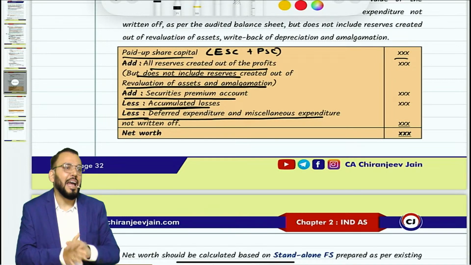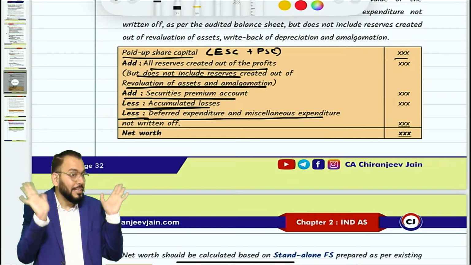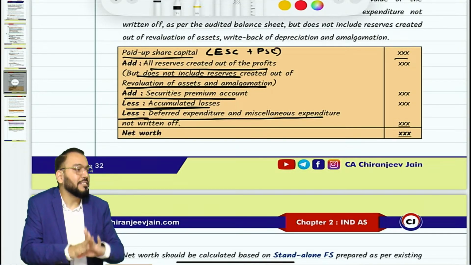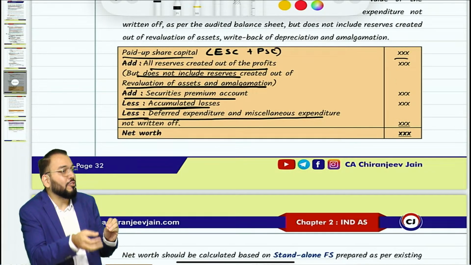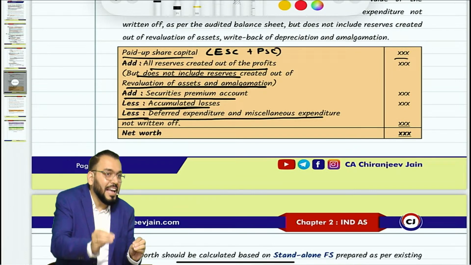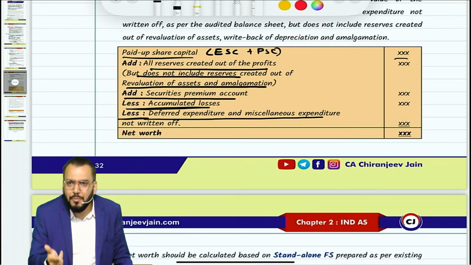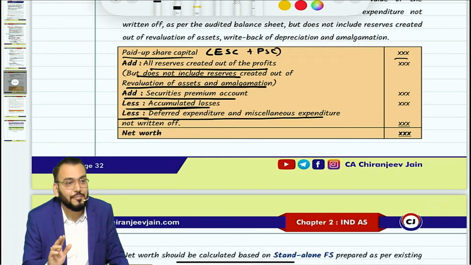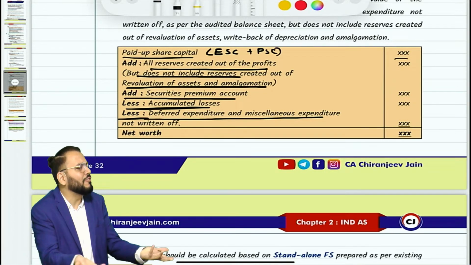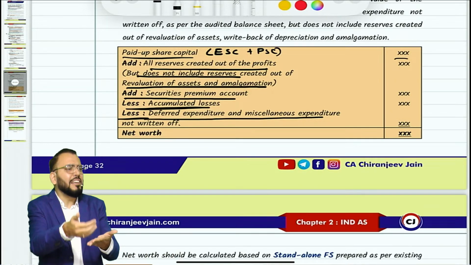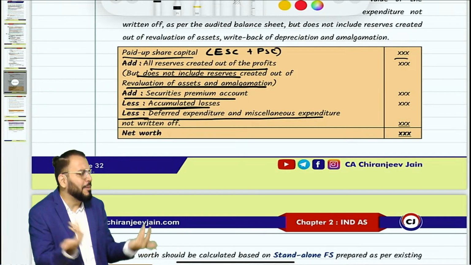Can we defer that? As per AS 26, not Ind AS. Right now I am not teaching Ind AS. As per AS 26, such expenditures should be charged to P&L as and when incurred. We cannot defer that as per AS 26. So now there is no concept of deferred expenditure. This point is only as per the Companies Act. It is written, but actually this point will not be applicable.